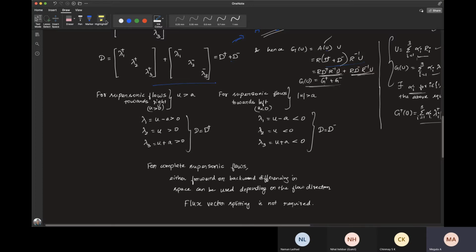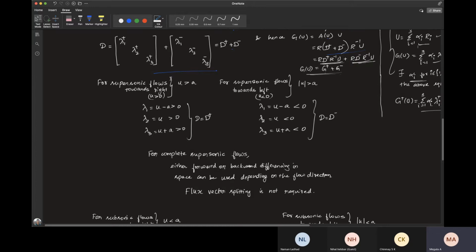So we have done Steger-Warming flux vector splitting as of now. So let us look at it more further. Like we have supersonic flow, which is towards right. So for supersonic flows, mod u will always be greater than a. That is, the magnitude of your flow velocity will always be greater than sound speed. So in that case, am I audible?